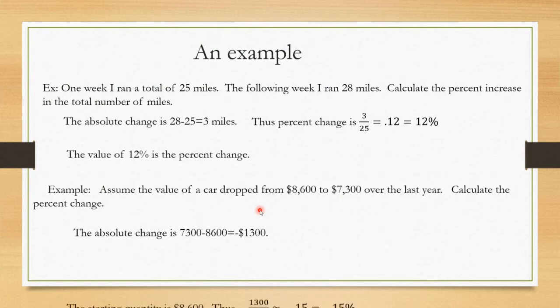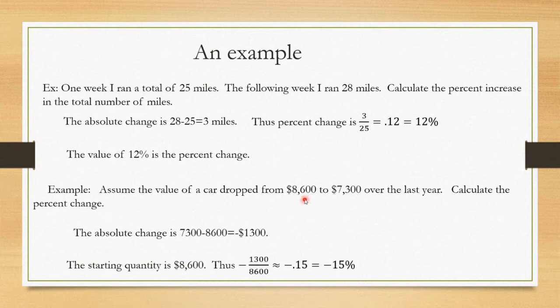Once you get absolute change, we divide by the starting quantity, which is the first one here. So we just divide. We have a negative, and we get negative 0.15, which is negative 15%. So the car decreased in value by 15%. The percent decrease here is negative 15%. So that's an example. That's good. All right, let's do another one.